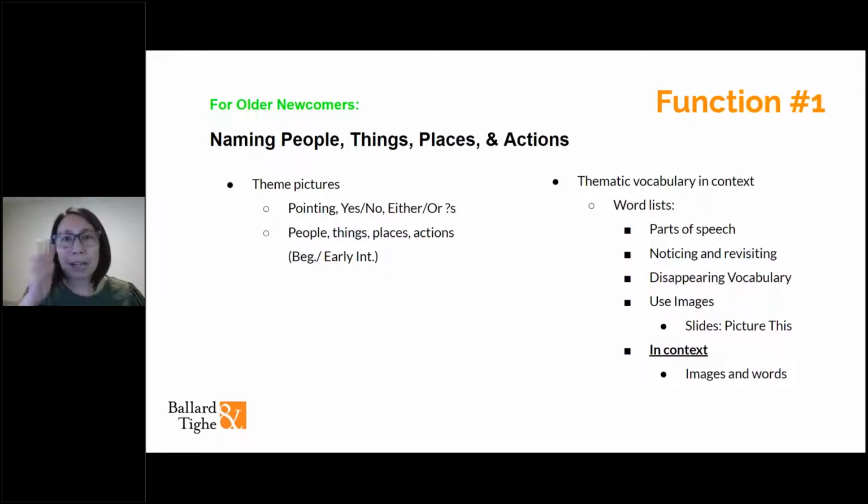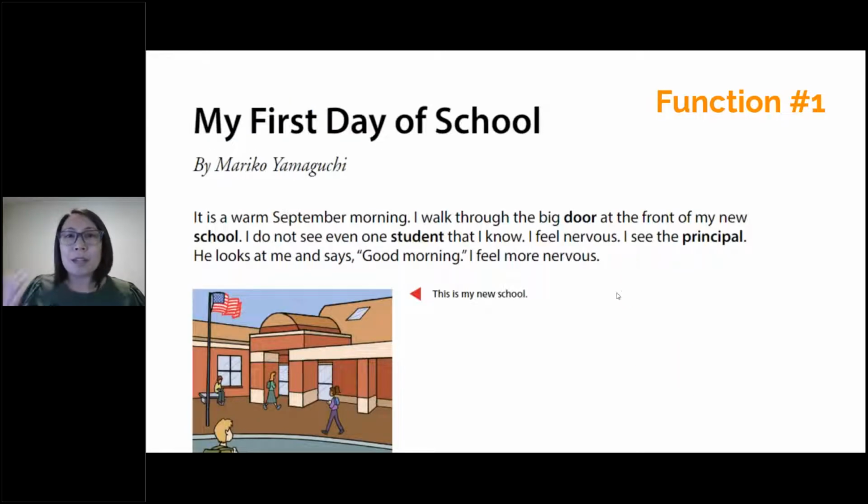So we talked about the vocabulary, how you can introduce it, but let's talk about how it's shown in context because we have to get there. All right, so this is a reading called My First Day of School. There you'll see the bolded vocabulary, door, school, student, principal.